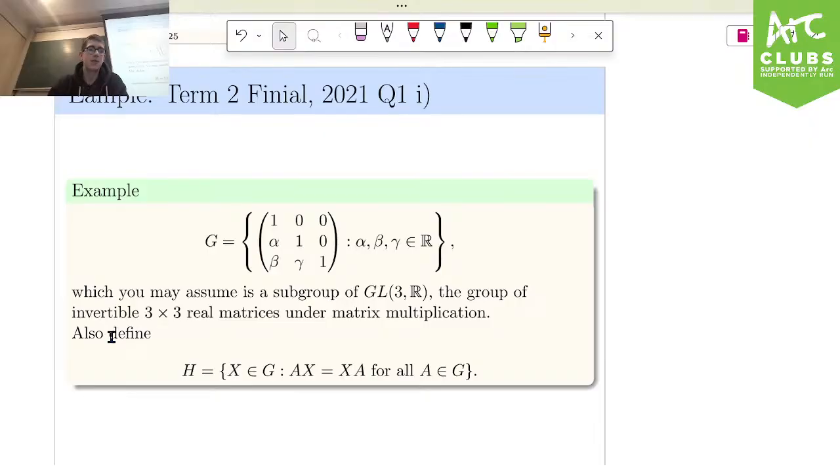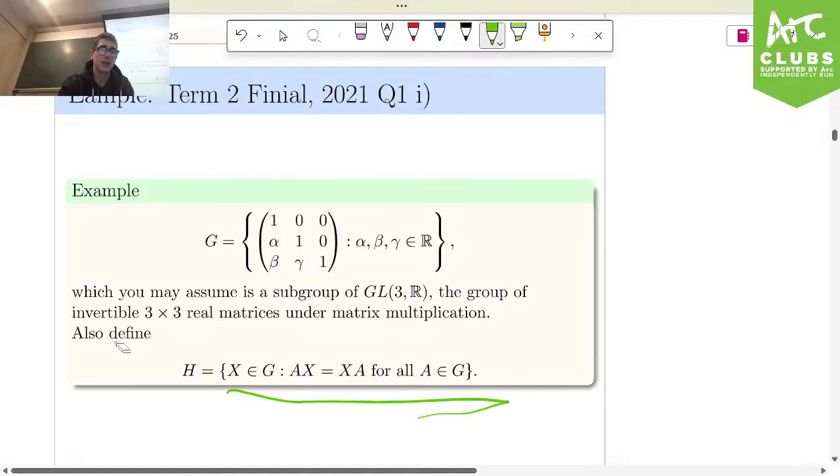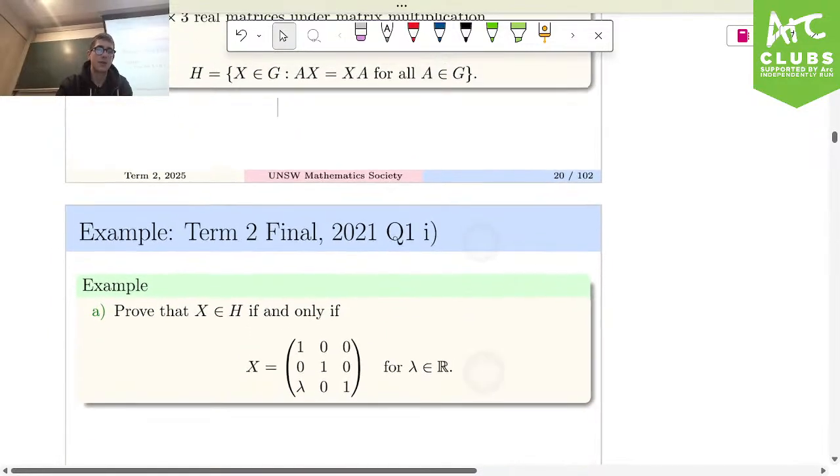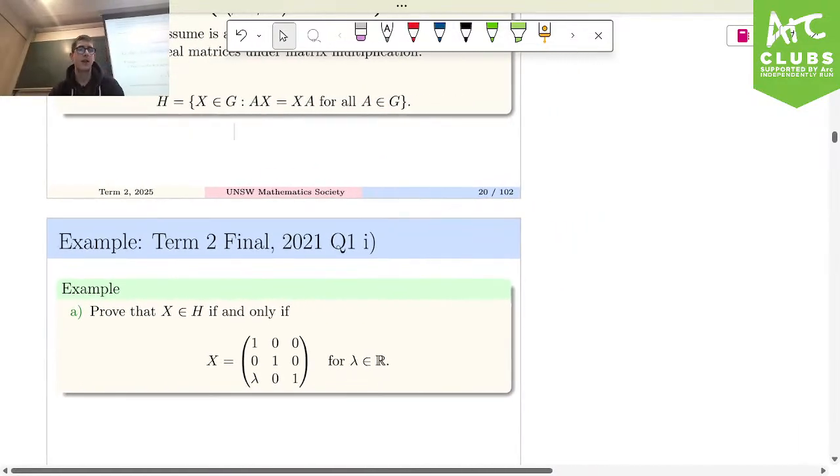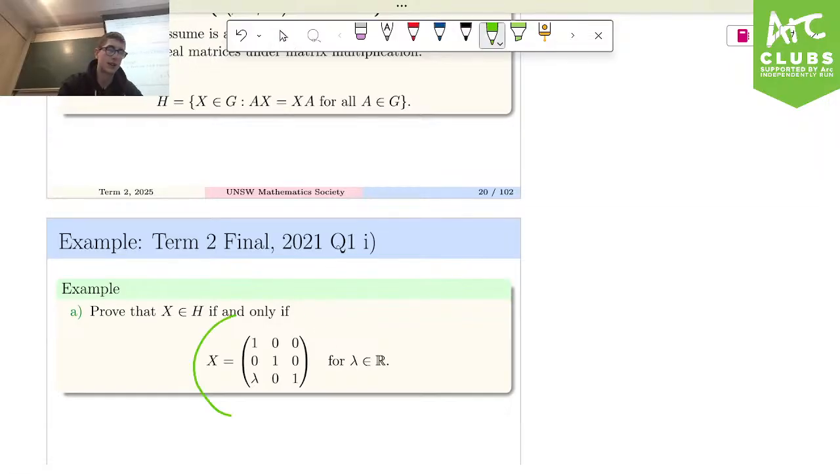We're saying that H is the set of matrices, specifically in G, such that they commute with every other element in G. That's what this is really saying here, as in we can switch the order of multiplication of the elements X and A. So what we want to first do is show that X is an element of H if and only if X takes this particular form.